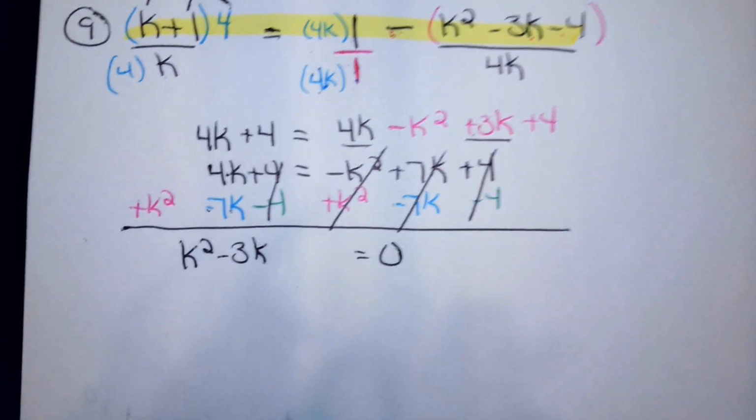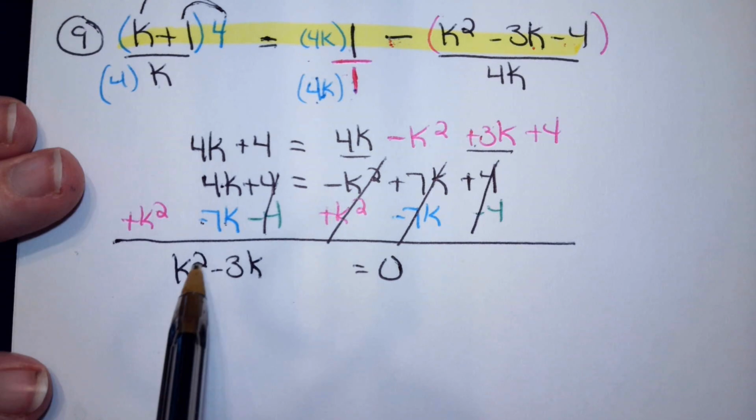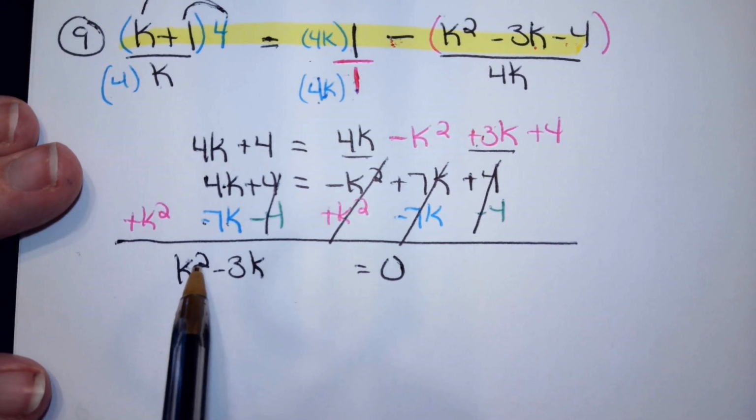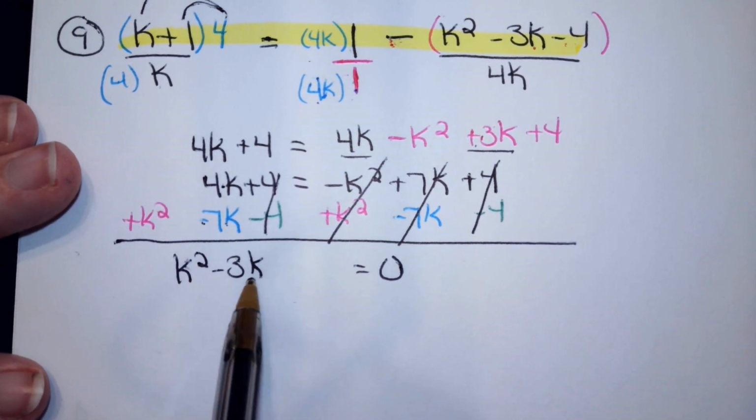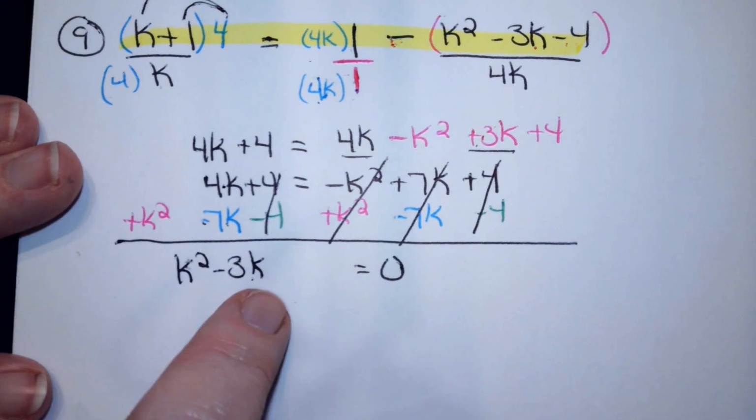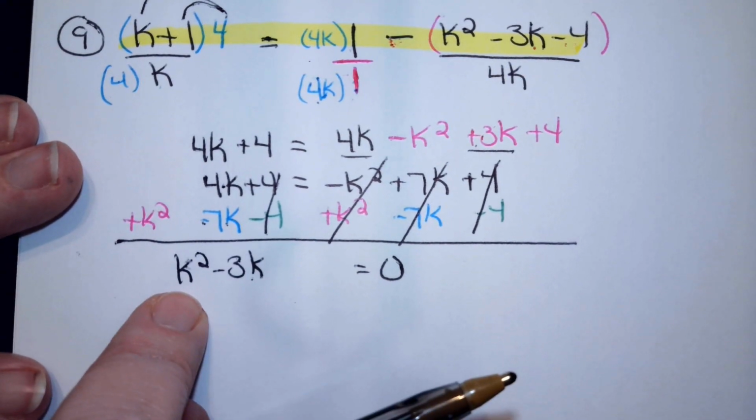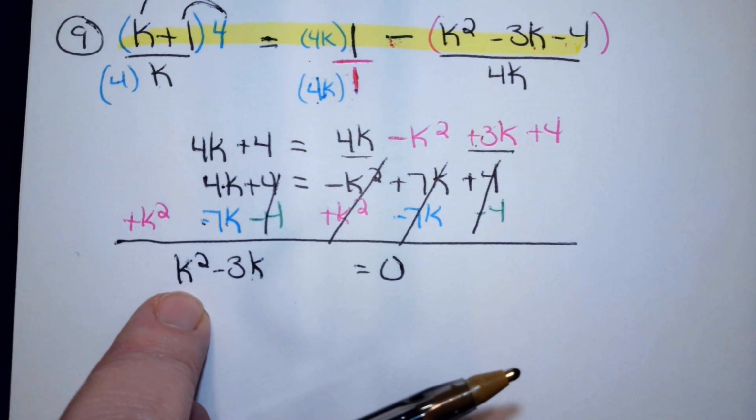So what we have here is a quadratic binomial. It's quadratic because it's to the second power. It's binomial because it has 2 terms. And if you notice, both of these terms have a k in them. Alright, so we're going to factor that out.